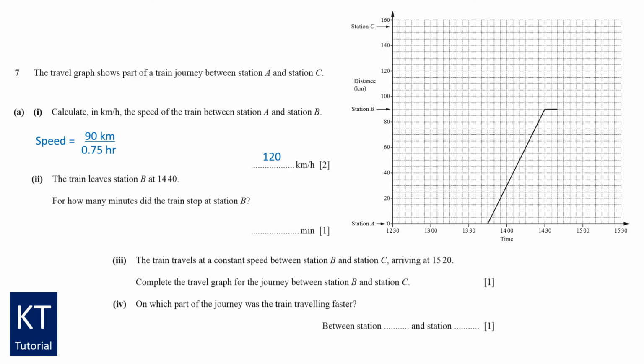Next, the train leaves station B at 1440. For how many minutes did the train stop at station B? Looking at the duration at which the graph is flat, it shows 10 minutes.